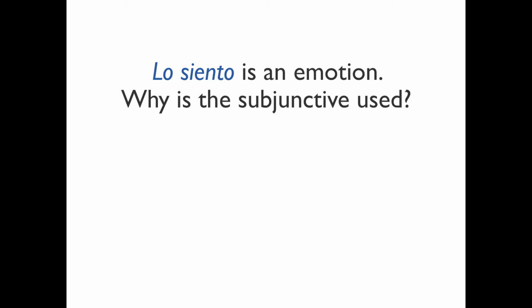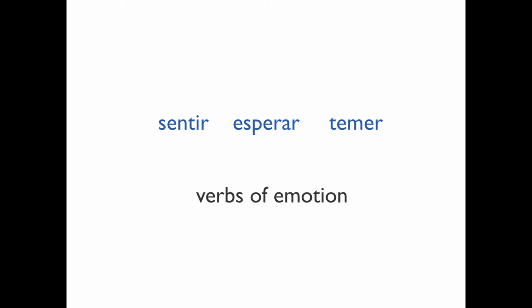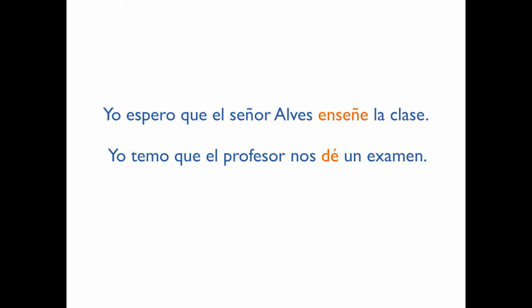Lo siento is an emotion. Why is the subjunctive used? Sentir, esperar, and temer are verbs of emotion. The subjunctive is also used after these types of verbs. Look at the following sentences. Yo espero que el señor Alves enseñe la clase. I hope that Mr. Alves teaches the class. Yo temo que el profesor nos dé un examen. I am afraid that the teacher will give us a test. Note that the clauses are separated by que, and there is a change in subject in the dependent clause.